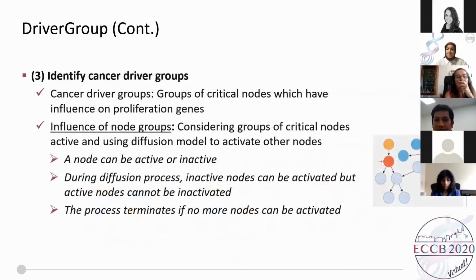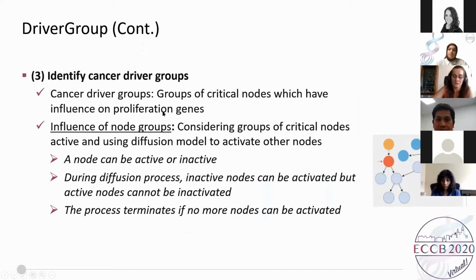And in the third stage, we identify the cancer driver group based on the critical nodes identified in the second stage. To identify the cancer driver group, we create combinations of critical nodes, and evaluate the influence of the combination of critical nodes on the proliferation gene.